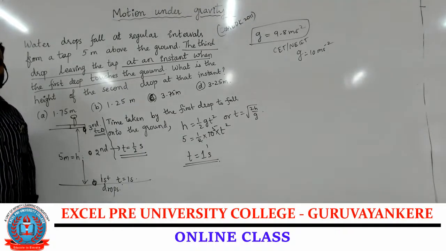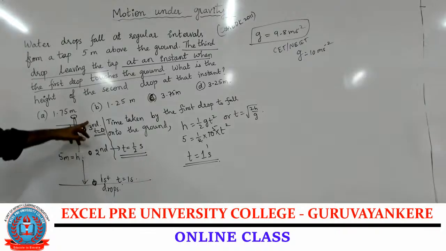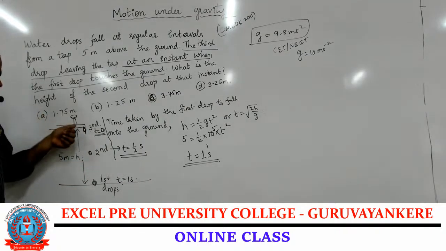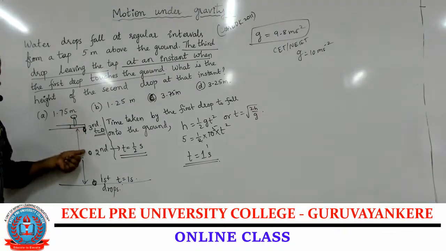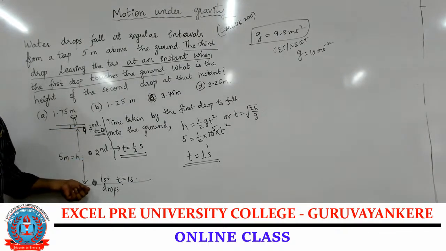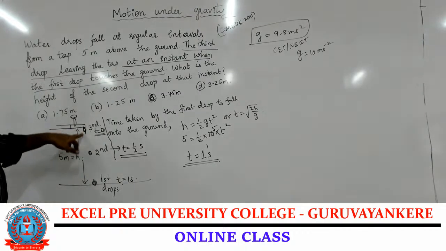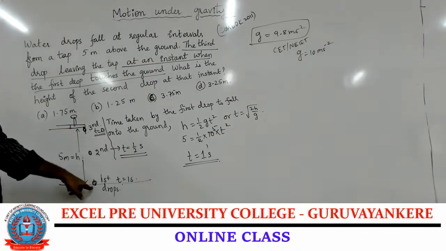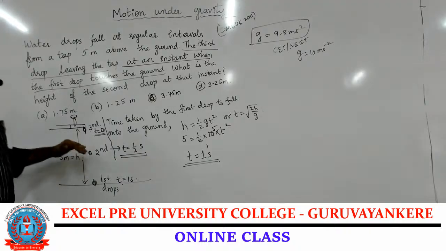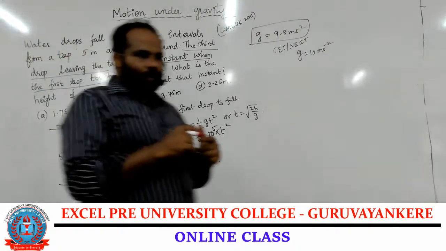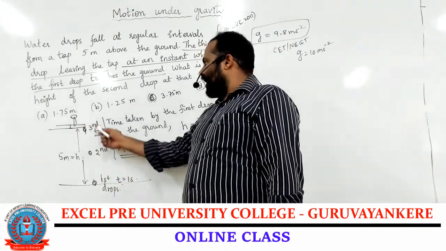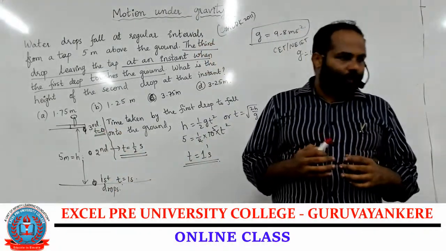Are you following? Hope you understand, all of you. So regular time intervals are managed. Is that clear? This one is about to leave, this one is hitting the ground. So there is a 1 second gap here. Then the second drop should have formed half a second after the first drop, half a second before the third drop.